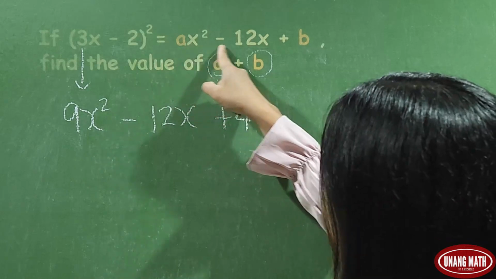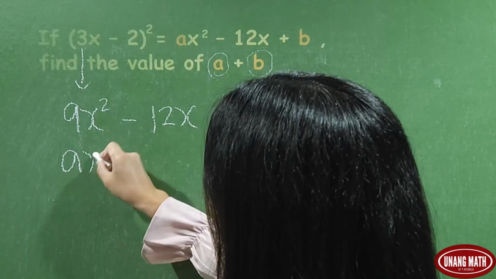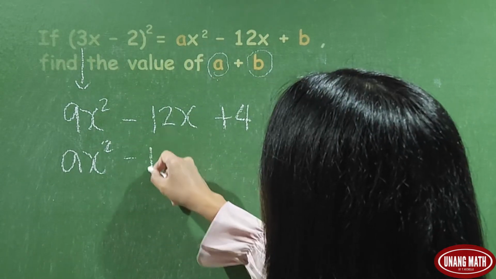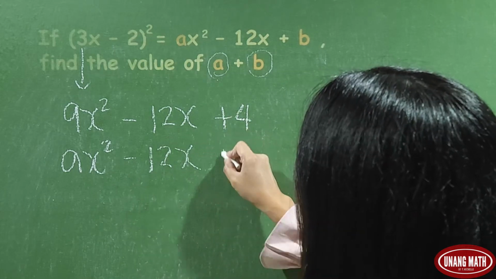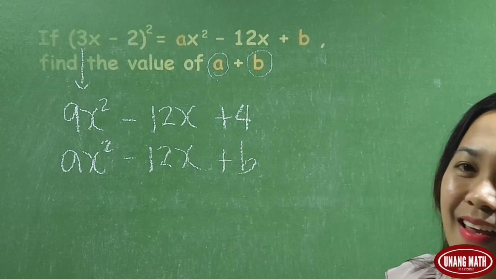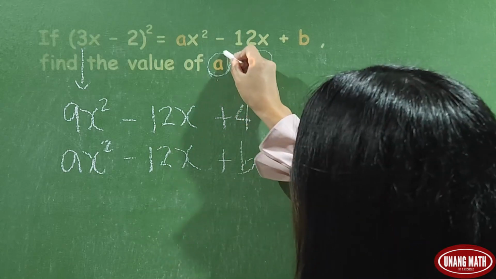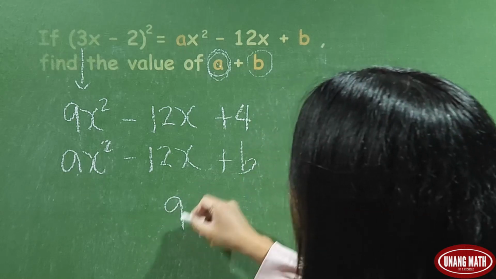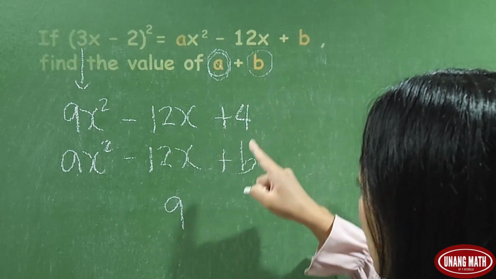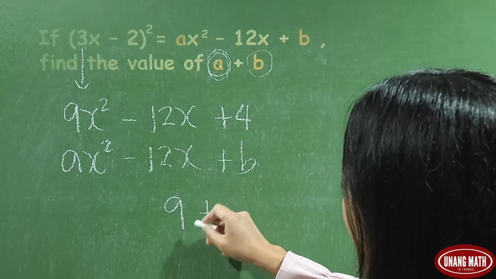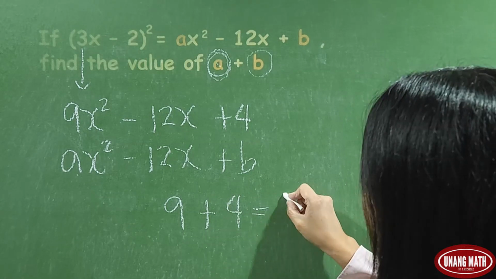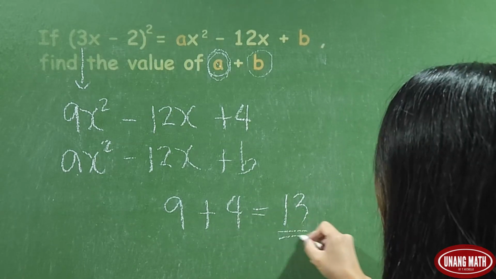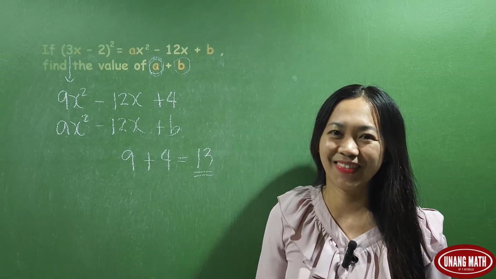According to this one, this is equal to ax squared minus 12x plus b. So what is the value of a here? So it means a is 9. And what about b? So it means b is 4. So 9 plus 4, then a plus b is equal to 13.